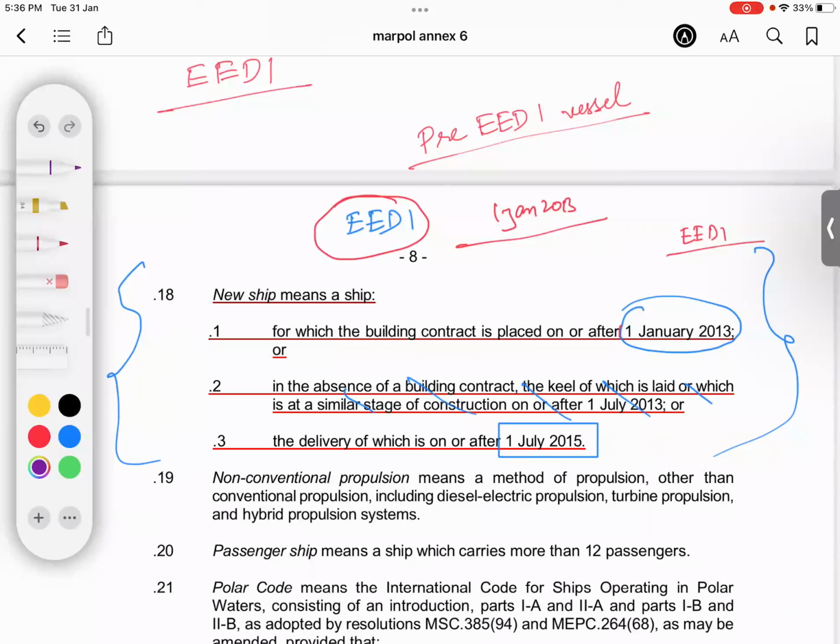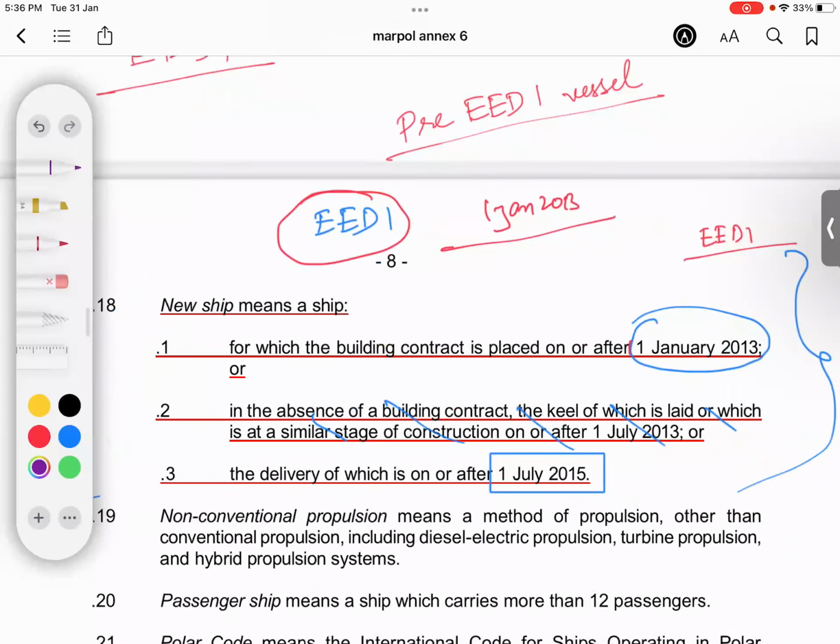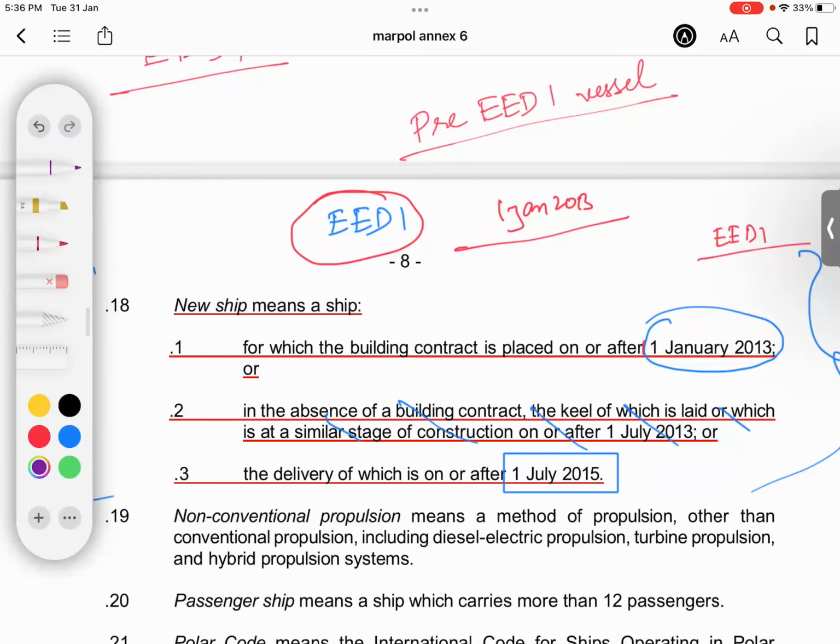If you don't have an absence contract, then you take the stage of construction: what percentage of the keel was laid, what percentage of construction was done, right? So let us not collect that much information at this stage. Please don't mind, but the surveyor will not go this deep, according to me. But he might ask you the definition of new ship, and it has been asked to one of our candidates before. What is the new ship?